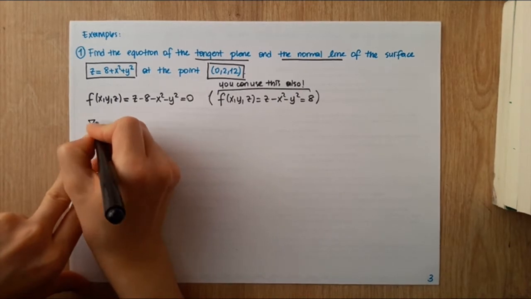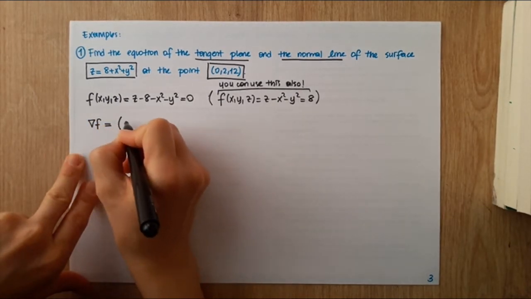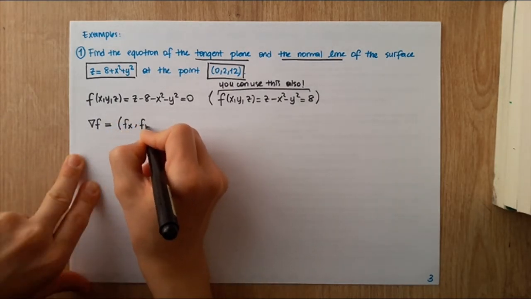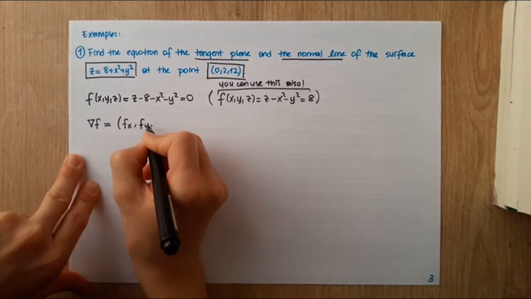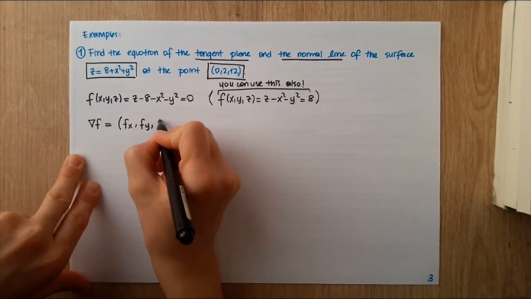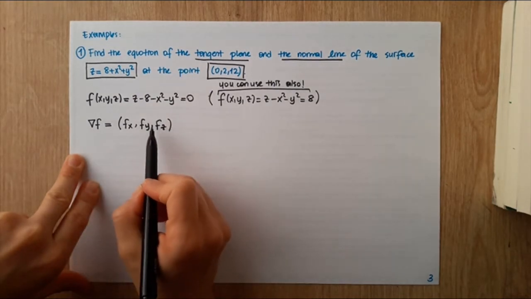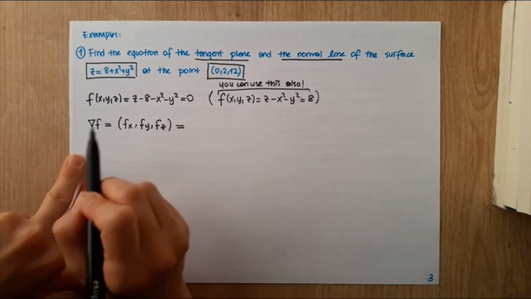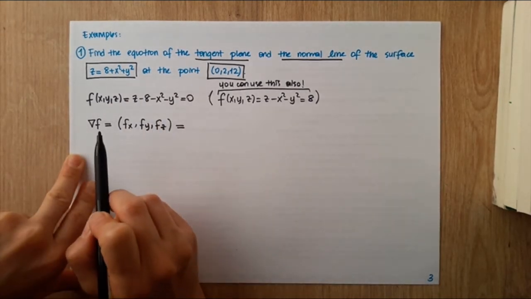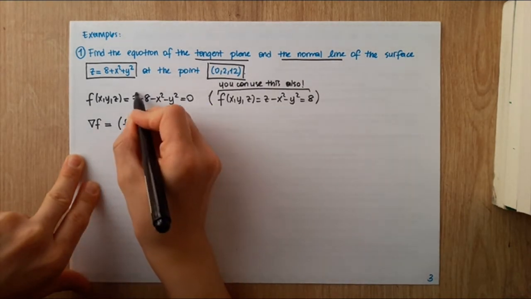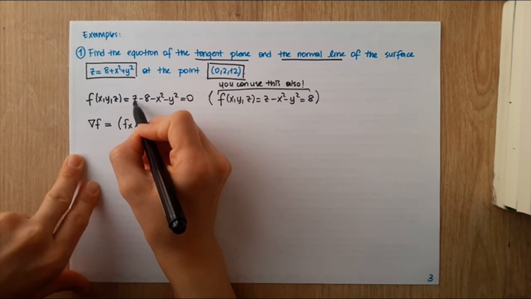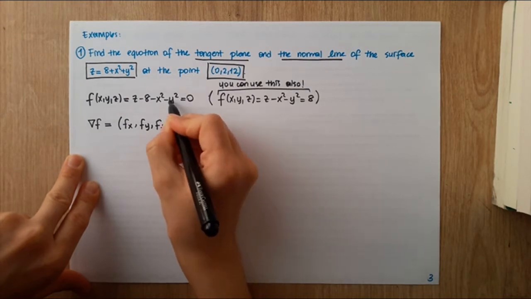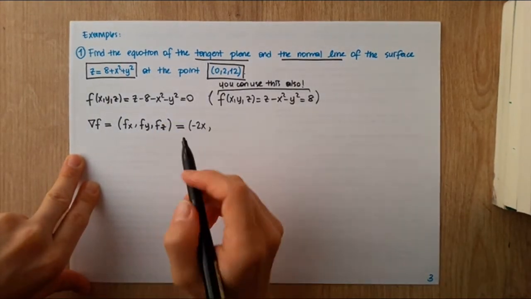So now it's time to calculate the gradient vector. In the first component we have the first partial derivative of f with respect to x, in the second component with respect to y, and in the third component the first partial derivative with respect to z. If you want to evaluate this derivative, you should regard z and y as constants. So here I have 0 from the first term, 0 again from this term, here I have minus 2x, and here I have 0. So this is the first partial derivative with respect to x.